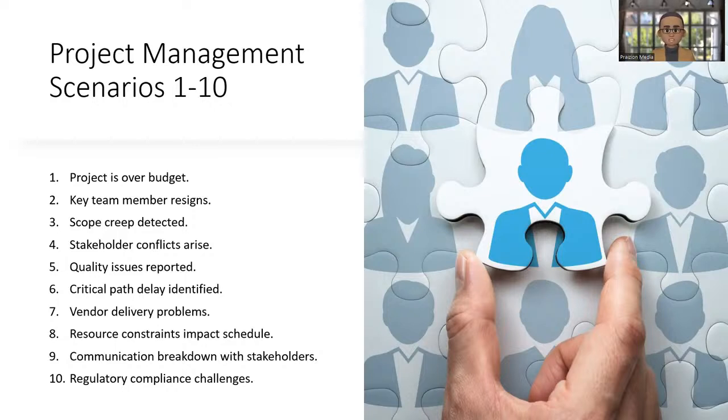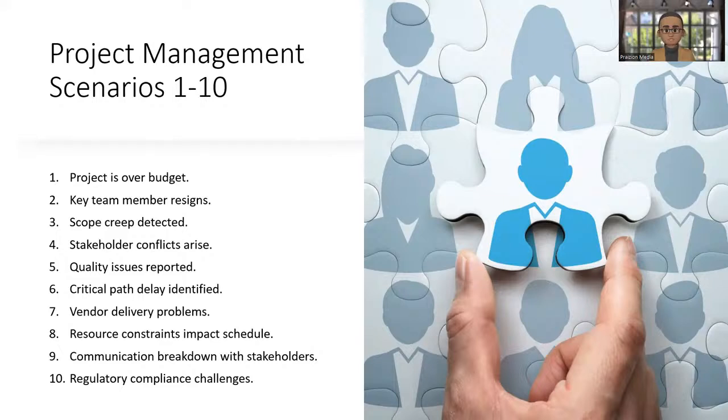Vendor delivery problems are discovered. Resource constraints impact the schedule. There's a communication breakdown with stakeholders. Or there are regulatory compliance challenges. I want you to take the next few minutes to think about what you would do in these scenarios. This will exercise your PMP muscle and help you to effectively tackle such questions on the exam.